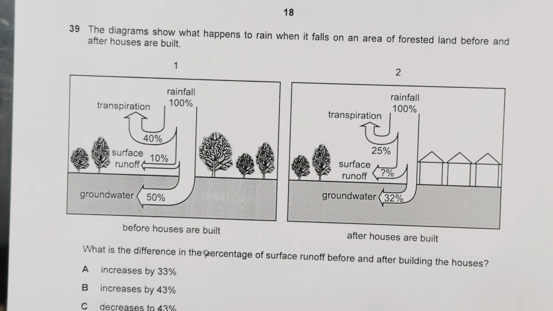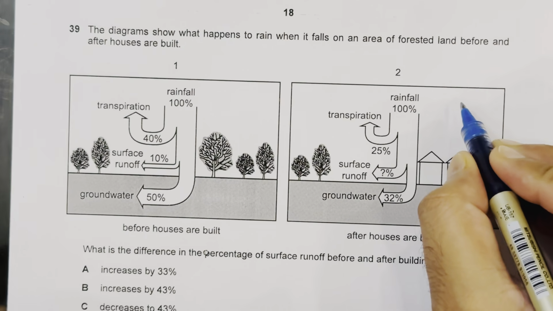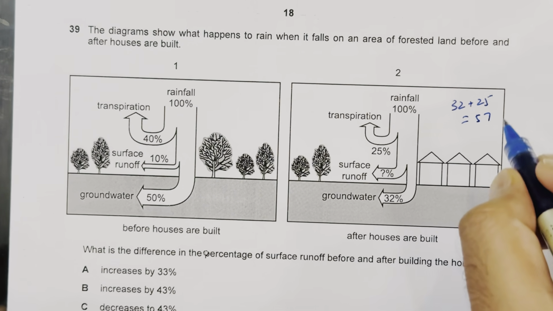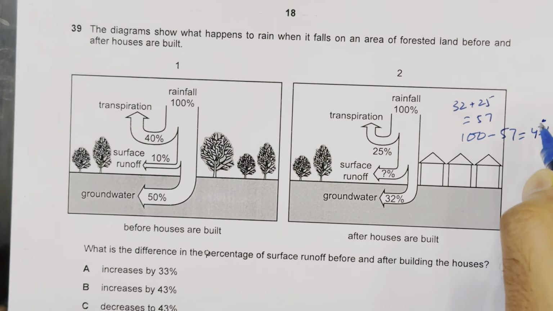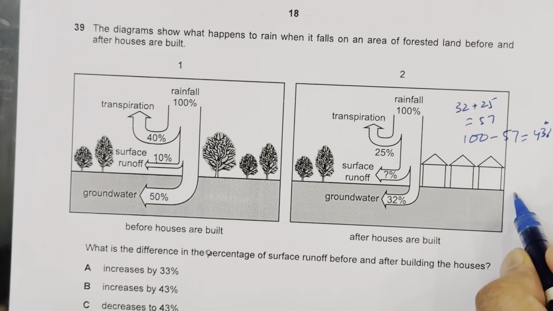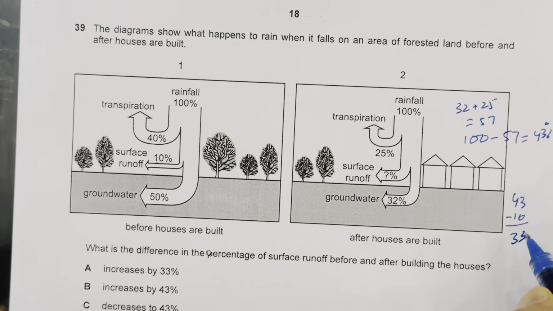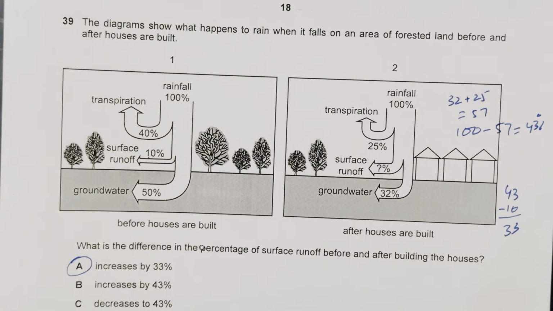The diagram shows what happens to rain when it falls on an area of forested land before and after houses are built. Okay, 50%, 40%. And this part is missing. So 32 plus 25 is 57. Then 100 minus 57 is equal to 43%. And over here the rate is 10%. So 43 minus 10, we get the answer 33%. So there would be an increase by 33%. So option number A is carrying that option.